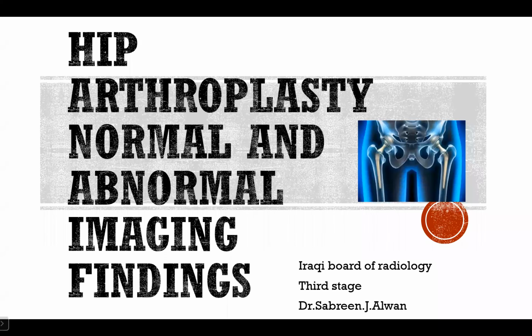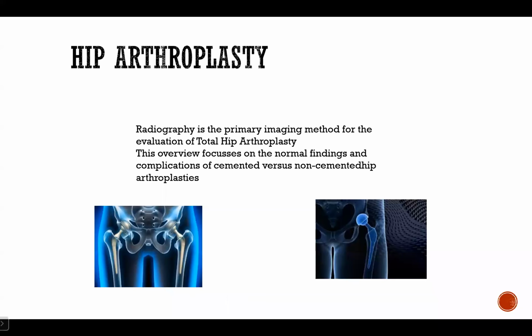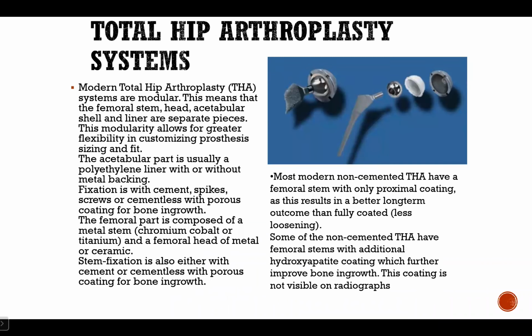Good morning. Today we have the hip arthroplasty normal and abnormal imaging findings. Hip arthroplasty radiography is the primary imaging method for evaluation of total hip arthroplasty. This overview focuses on the normal findings and the complications of the cemented versus non-cemented hip arthroplasties.